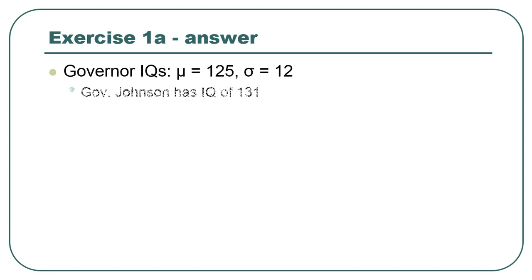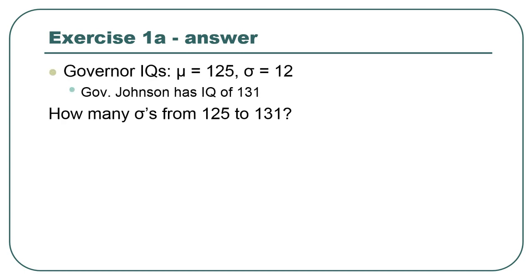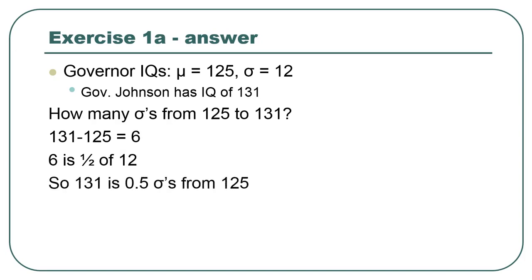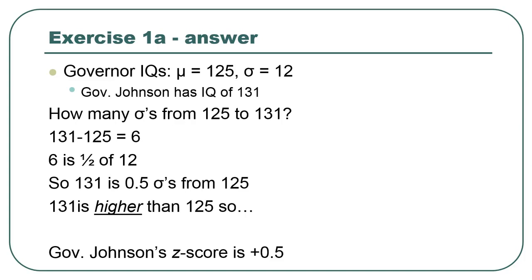So you've got Governor Johnson, 131. Answer the question of what the z-score is for this person. How many standard deviations are there between 125 to 131? Exactly how many standard deviations? Well, the difference between those two numbers, 131 and 125, is just 6 IQ points. And the standard deviation is 12. 6 is just half of 12. So 131 is just half a standard deviation from 125, and it's higher than 125, so the z-score is 0.5.